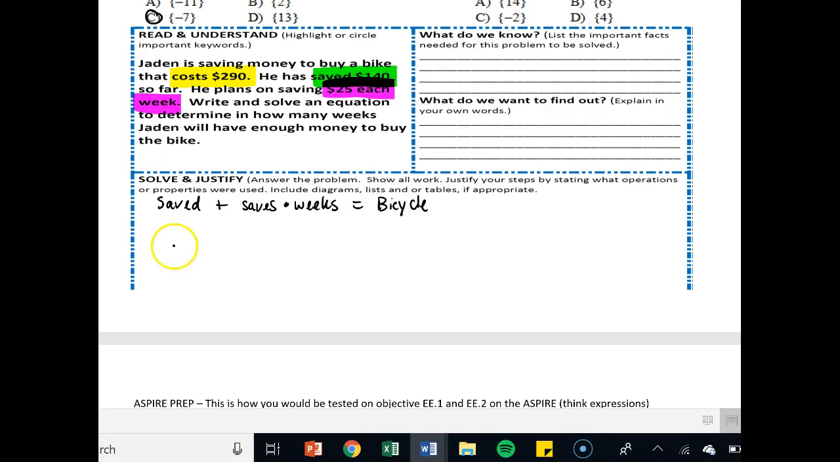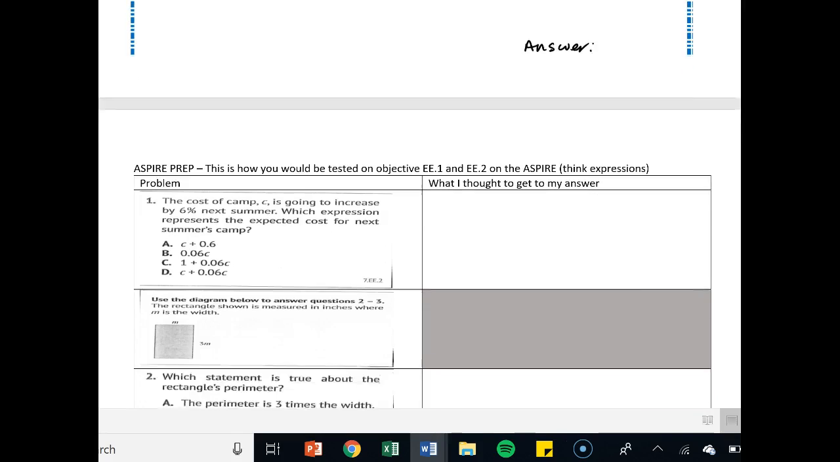So we know this. We know what he saved is 140. We know it's going to be 25 per week. We just don't know how many weeks, so that's X. And we know that the bike is equal to $290, right? So you need to fill out what do we know, what do we want to find out, and then you need to solve that two-step equation and go ahead and put your answer over there.